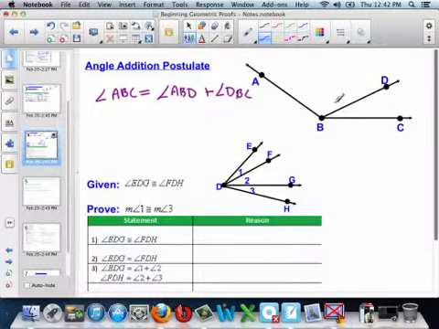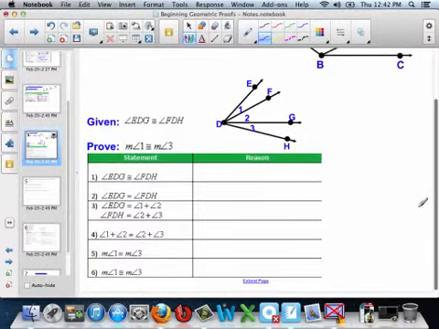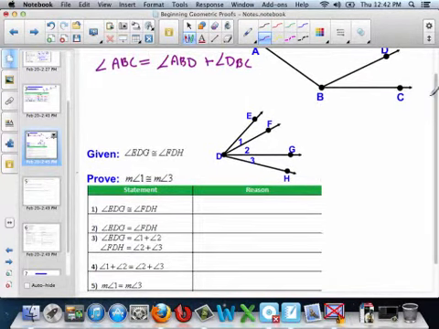So look at our complex diagram at the bottom. It looks scary, but it's really not that bad. Okay, so we start off with a proof. You're given that angle EDG, so guys look at the diagram, angle EDG is congruent to angle FDH. What are we trying to prove? We're trying to show that angle 1 is congruent to angle 3.